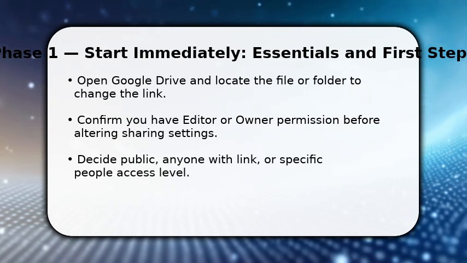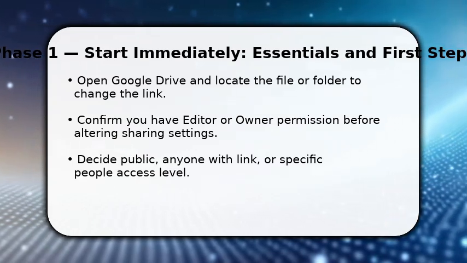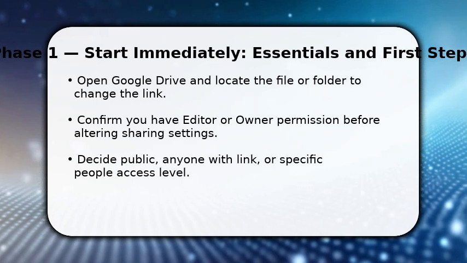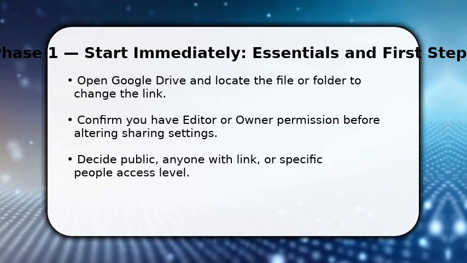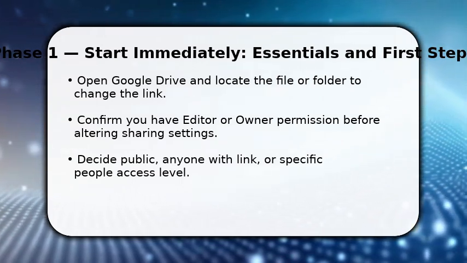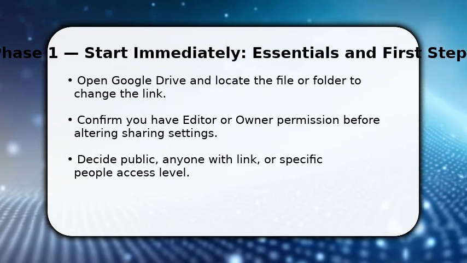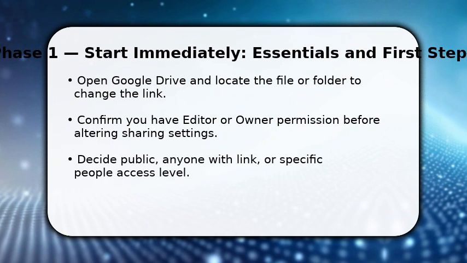You're starting with access and permissions. Open Google Drive and find the file or folder now. Once you've located it, right-click and choose Share to view current settings. Make sure you're owner or have editor rights, because only those roles can change link behavior.